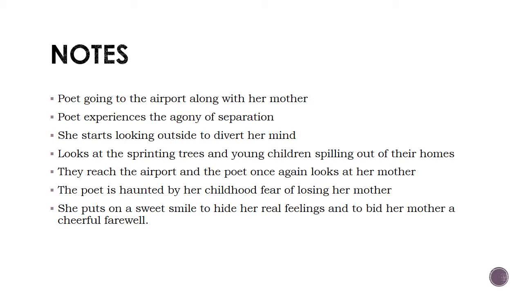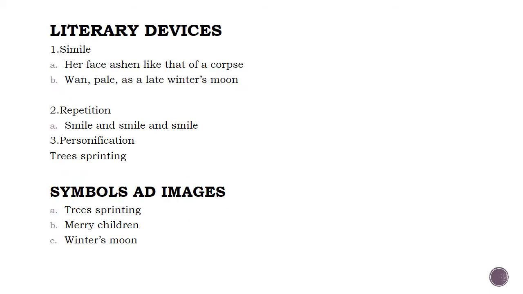Let's go ahead to the important poetic devices used in the poem. The first poetic device used is simile. There are two different examples. The first one is "her face ashen like that of a corpse." Second, "wan, pale as a late winter's moon." You need to know the meaning of these two similes.